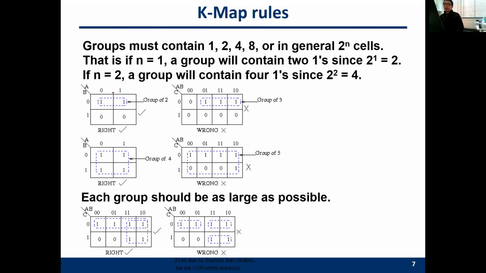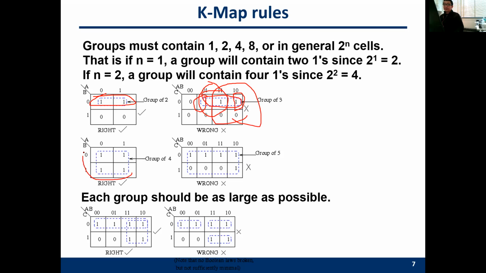Again, you can only cover 2 to n ones. This is 2 to 1, okay? 2 ones. Can you cover 3? No, the answer is no, because 3 is not 2 to n. So if I give you this K-map, how can you simplify it? You need to use two circles. You can either draw something like this, or you can group these two and have this single one here.